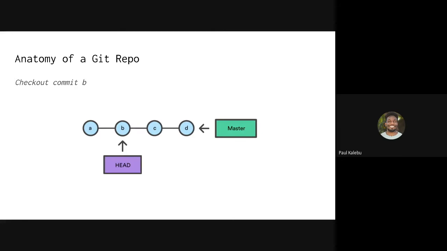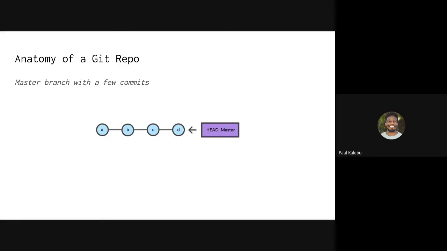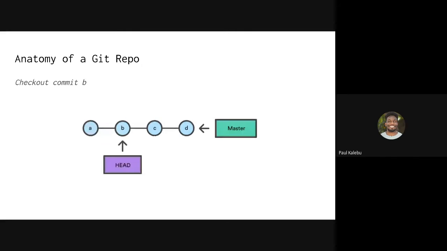Right, and so if you, for example, check out commit B, your head would move from the most recent point, commit D, to commit B. And this puts you in what we call a detached head state. So usually head points to a branch you're on, but if you check out a commit, you're not really on a specific branch. You're just, I guess, hanging out in this commit state. So that's called a detached head state. It's the best way I could describe it without derailing into too much detail at this moment.